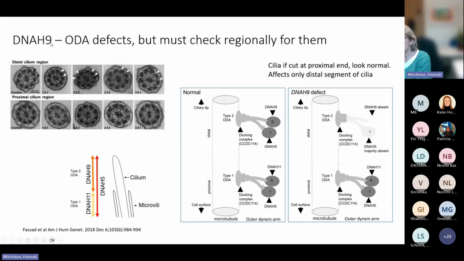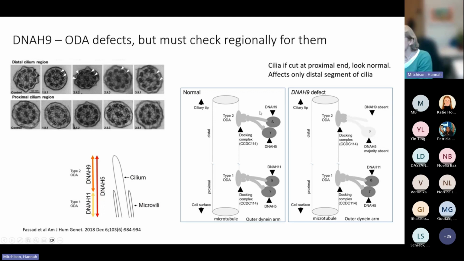DNAH9 is also a more rare form of PCD mutation. It's similarly a large outer dynein arm protein, but what became apparent was that it only affects the outer dynein arm structures in the distal cilium. So DNAH9 is only in type 2 outer dynein arms, and they're at the top of the cilium. Type 1 dynein arms down at the bottom of the cilium have DNAH11 instead of DNAH9.